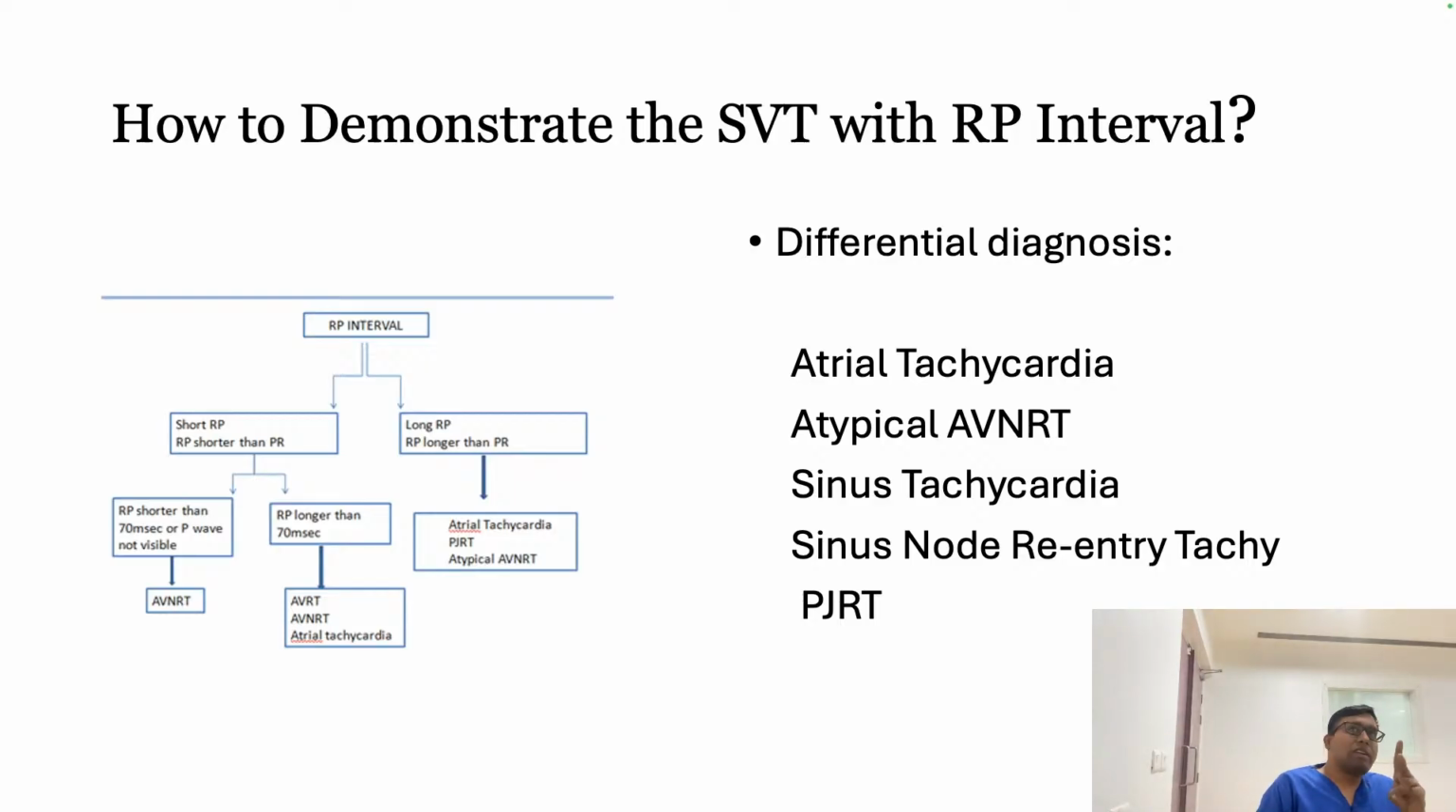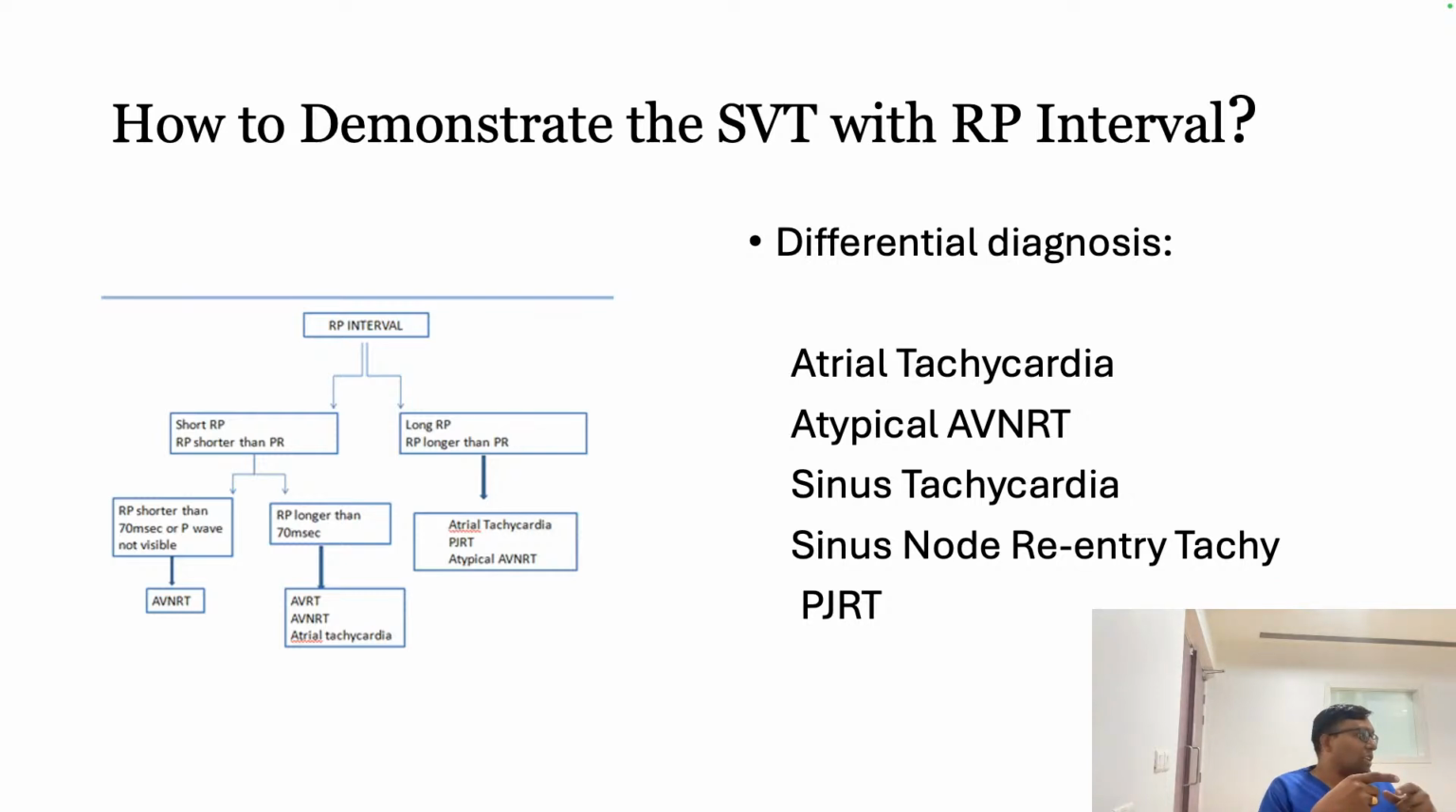The PJRT is a pathway, atypical AVNRT is a variant of AVNRT, and atrial tachycardia is a focal tachycardia. All have different mechanisms. Two of these are reentrant: atypical AVNRT and PJRT. The main challenge between atrial tachycardia and AVNRT can be solved if you have a 3D system, because there you will know it is focal versus reentrant, and the locus is different. But when it comes to atypical AVNRT versus PJRT, it becomes difficult. So how are we going to differentiate it?